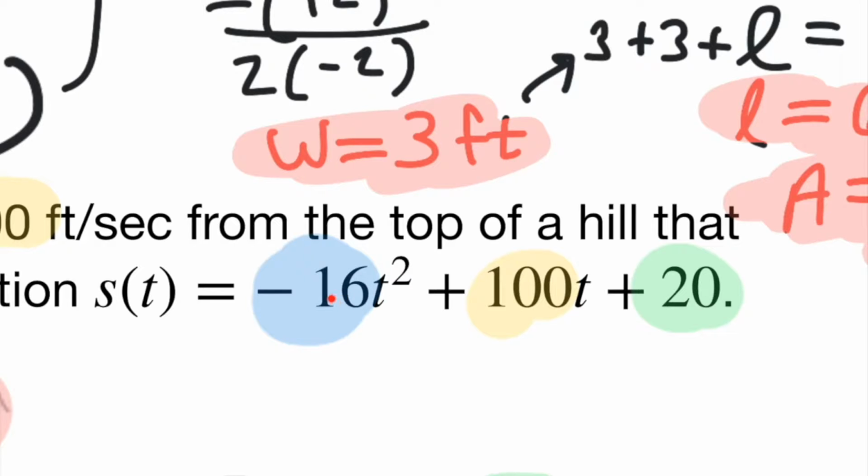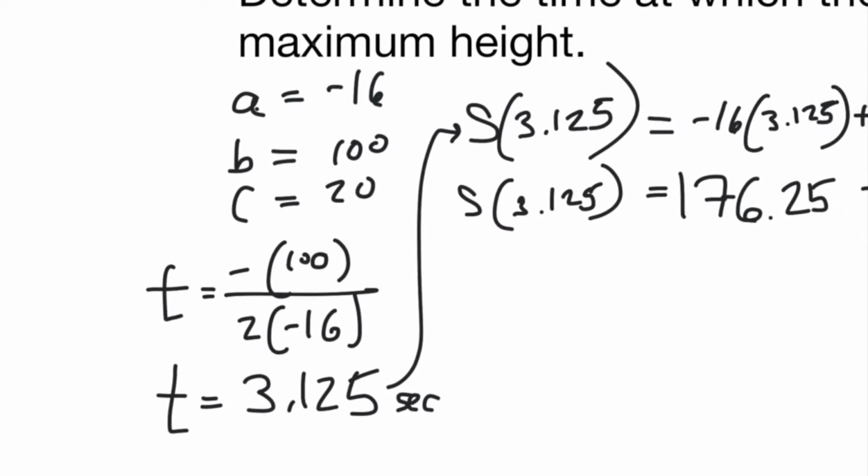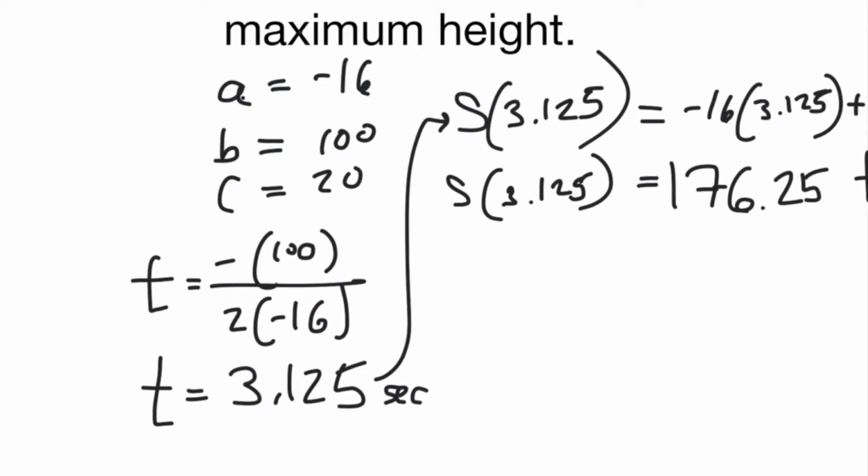So if we were standing on Jupiter or the moon, this number would be different, but because Earth's gravity is just this strong, we're going to use negative 16 feet per second squared here. So let's maximize that. We see that the a value is negative 16, b is equal to 100, c is equal to 20. You can see that t is going to have a maximum at negative b over 2a, which simplifies to this, 3.125 seconds.